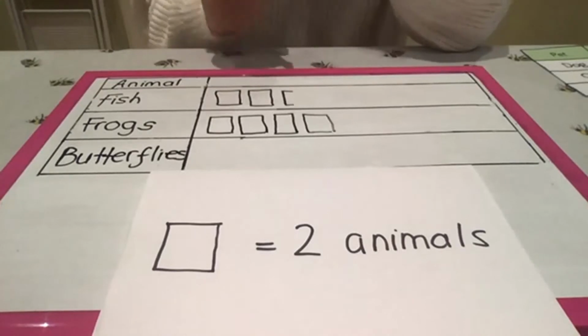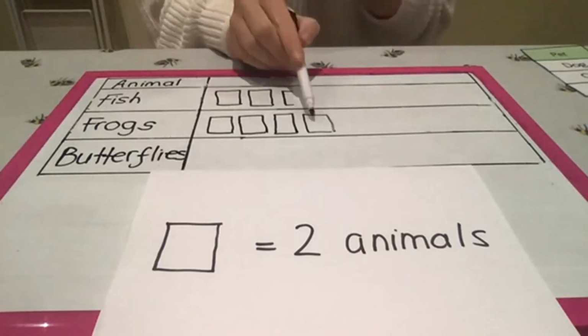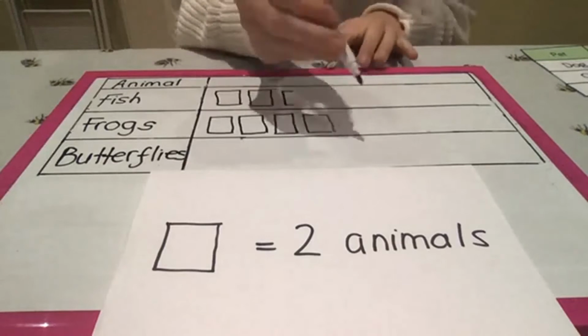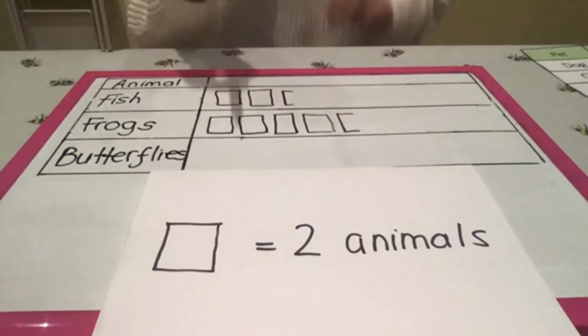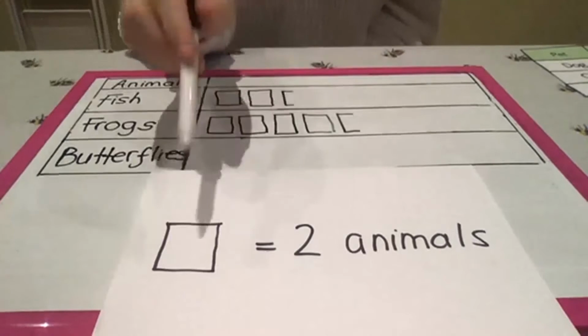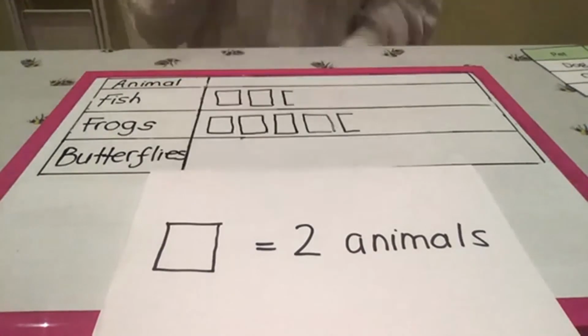So therefore, what do I need to do? Well, I only need to jump 1 more step from 8 to 9. So therefore, I'm going to put a half square because I know that a half square represents 1 animal because a full square represents 2 animals. And if I half that square, I can represent 1 animal because half of 2 equals 1.